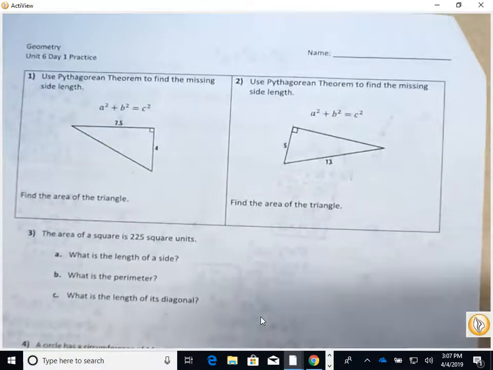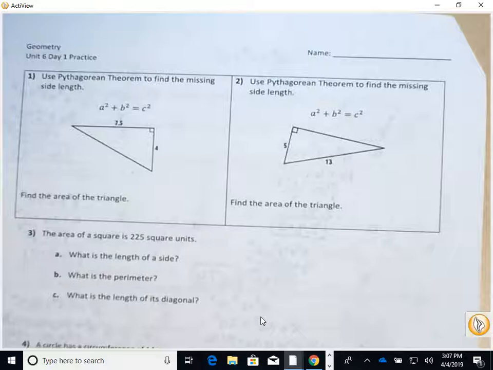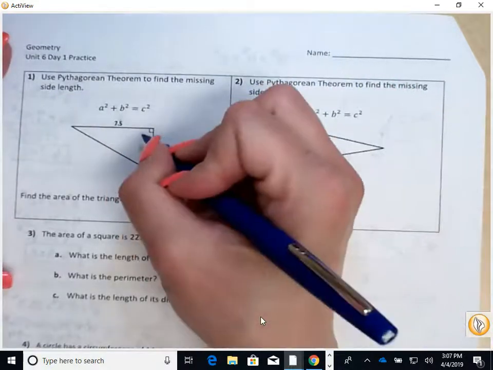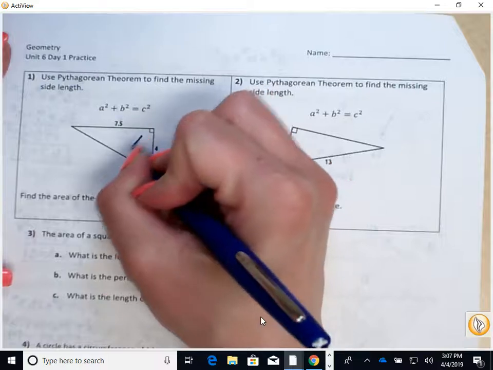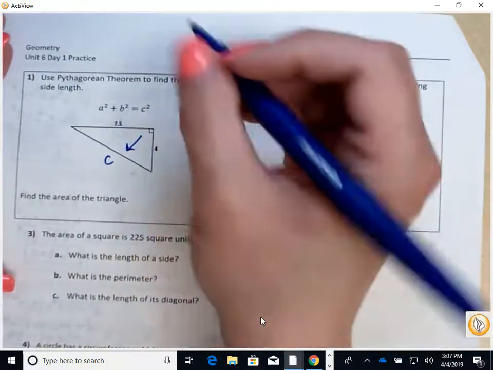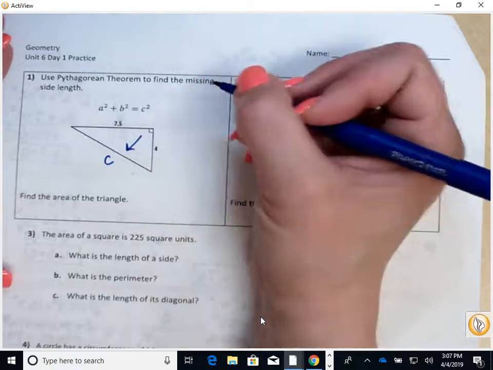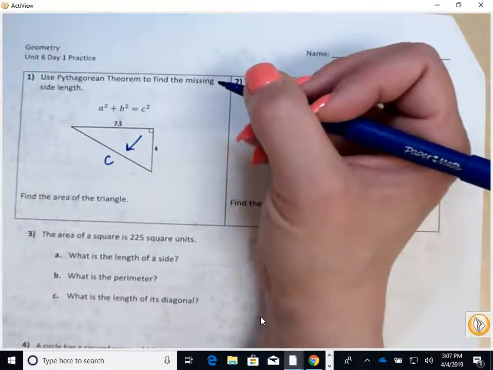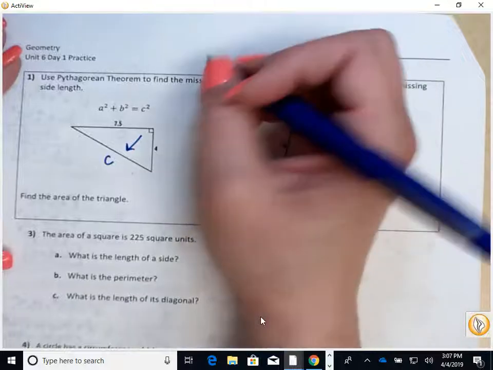So it says, use the Pythagorean theorem to find the missing side length. So same thing of what we just did. They gave you the formula, they gave you the sides. The side we're trying to find is our C side. So find that C side first. Actually, yeah, that's what they're asking. And then they want us to find the area. So it's two problems in this first one here. So find your C side using your formula.